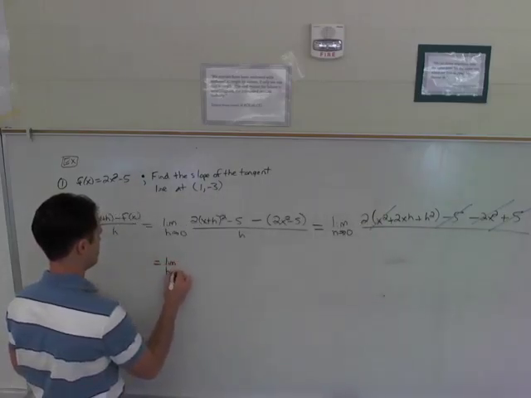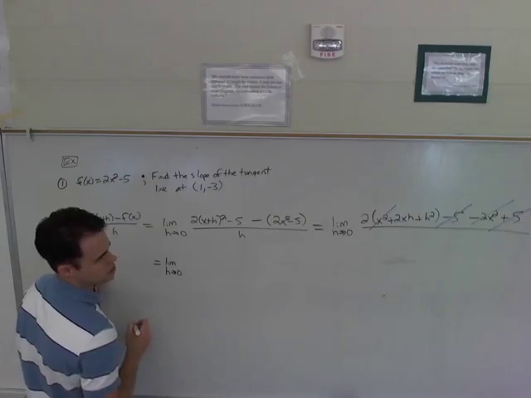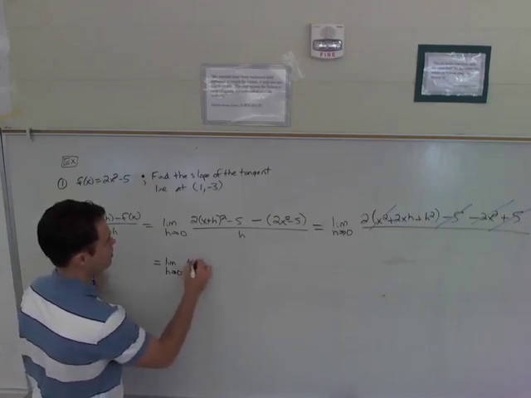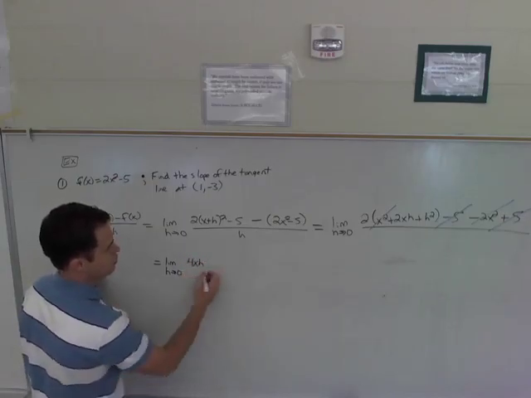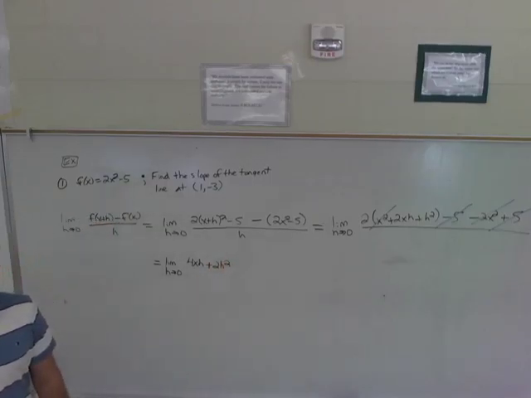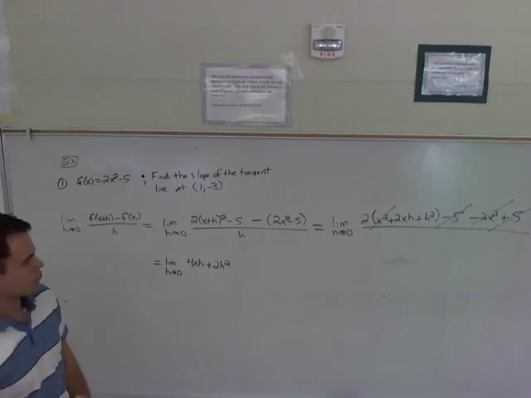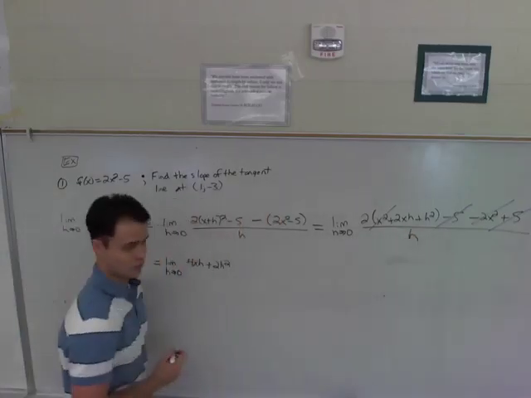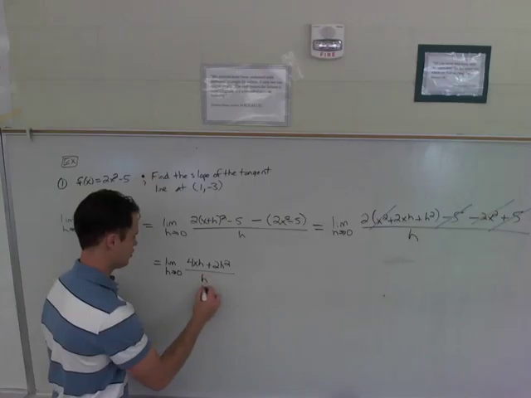I've still got my limit. What other things are left? Can somebody help me? 4xh, yep. 2h squared. Anything else? Wait, where is your h on the bottom here? Okay, it's there. Thank you. It's still there.